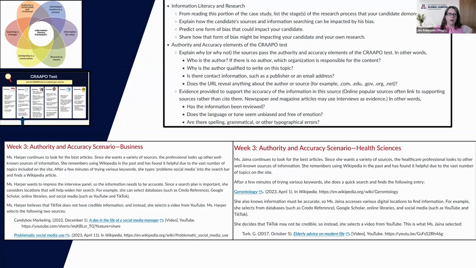So for the box on the left, we have them analyzing a source from Candy Box Marketing. So this is the business scenario. In health sciences, we're having them analyze something from gerontology, which is more related to health sciences. So the idea is that we're pulling students in to make overt connections between their study, these specific components of information literacy, but also making references to their everyday lives.